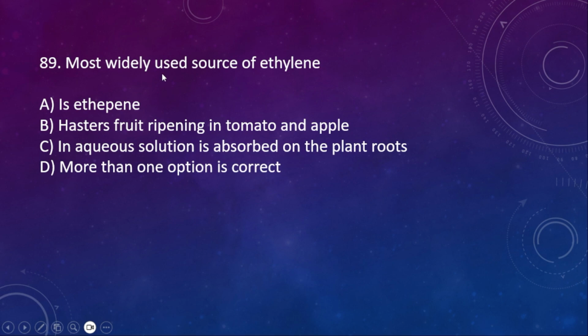89. The most widely used source of ethylene is ethephon. It hastens fruit ripening in tomato and apple. In aqueous solution it is absorbed on the plant root. More than one option is correct. So here the right option is A. Ethephon.